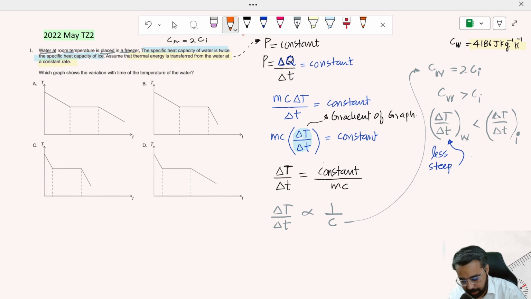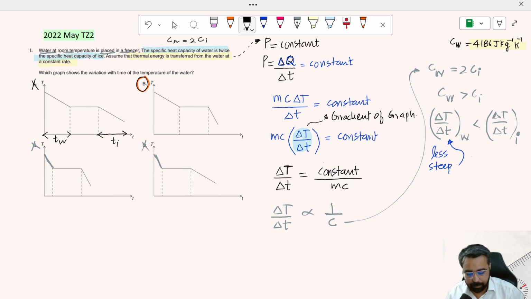And less steep is only in option B and option A, because C and D show more steep graphs in the initial phase. So D and C are not possible. In fact, A is also not possible because it is not possible that both will take the same time. So T water cannot equal T ice, because their specific heat capacities are not equal. So A is also ruled out, and the right answer is only B.